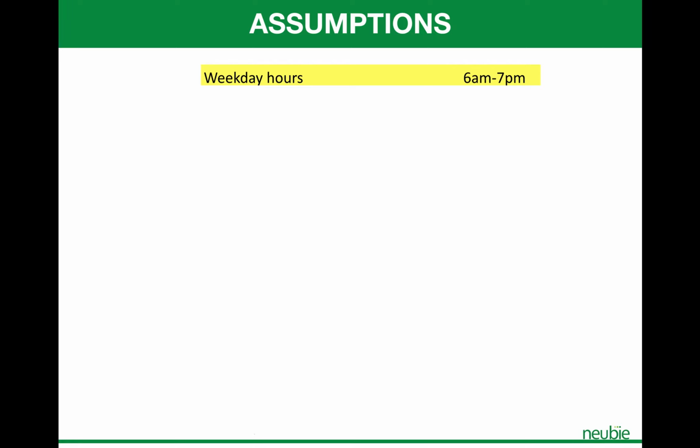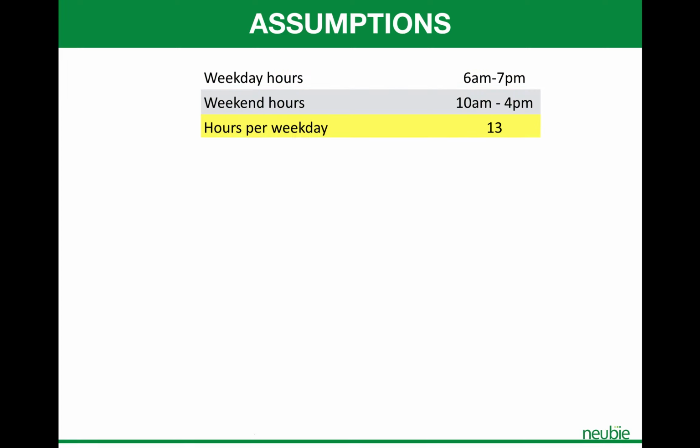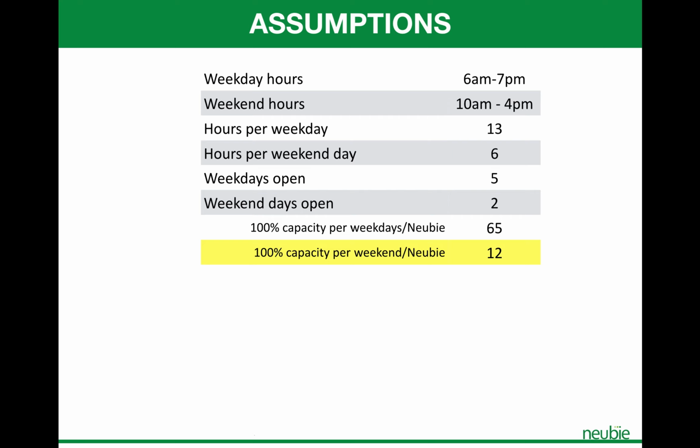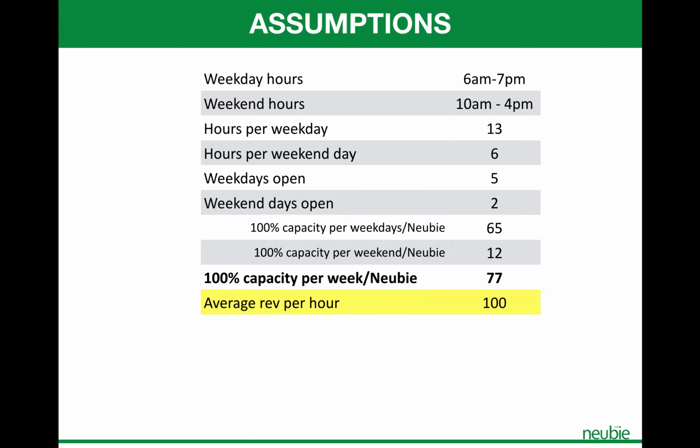These are the assumptions, and basically the backbone of the model I created. Our weekday hours are from 6 a.m. to 7 p.m. Our weekend hours are from 10 a.m. to 4 p.m. We're open a total of 13 hours each day during the week, 6 hours for each day of the weekend. So when we look at the entire week, we have about 100% capacity per week per Neubie at 77 hours.